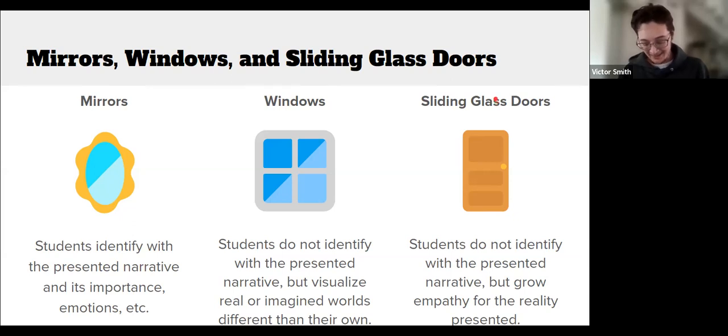So to go back to Emily Style, when she created this idea of windows and mirrors, it was about Peanuts comics. And so it was about children and how they were responding to the material. The big difference between windows and sliding glass doors has to do with this matter of fictional or non-fictional. In windows, children can view things like little robots or animals, which they are not, but they can still develop ideas and empathy for whatever topics are being discussed.